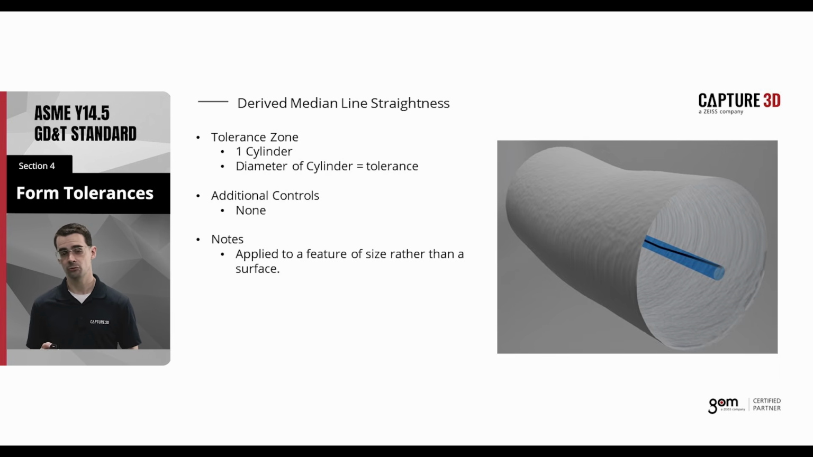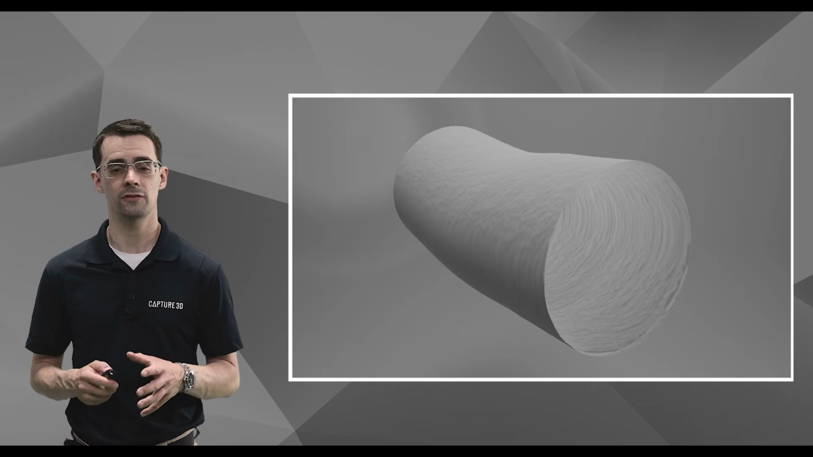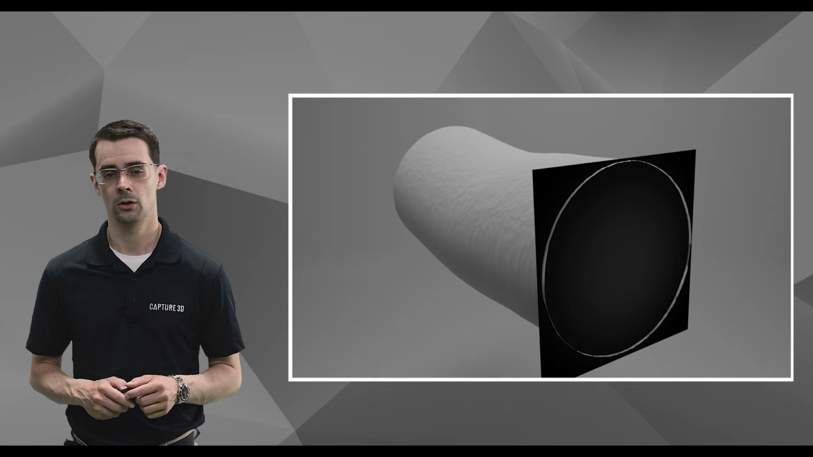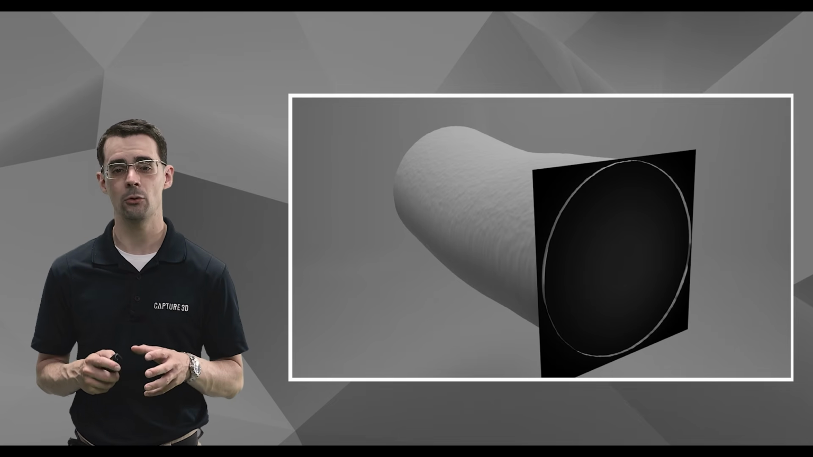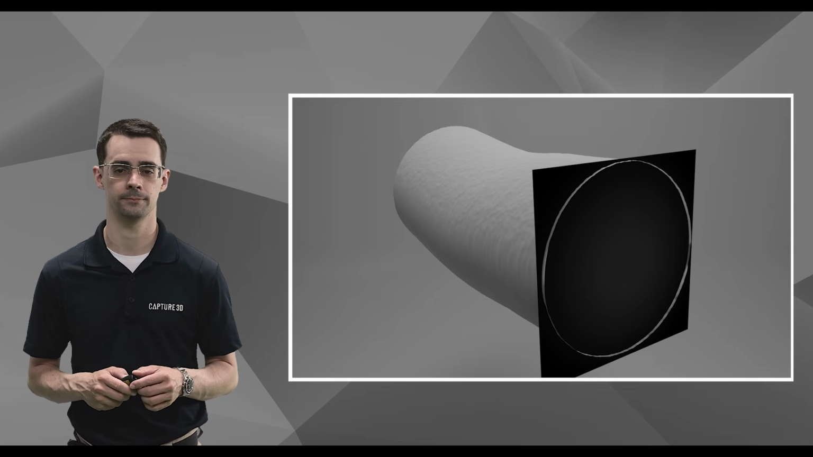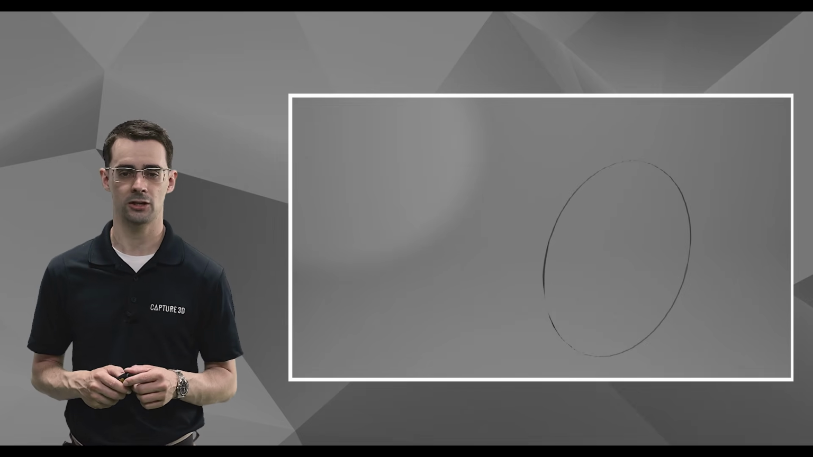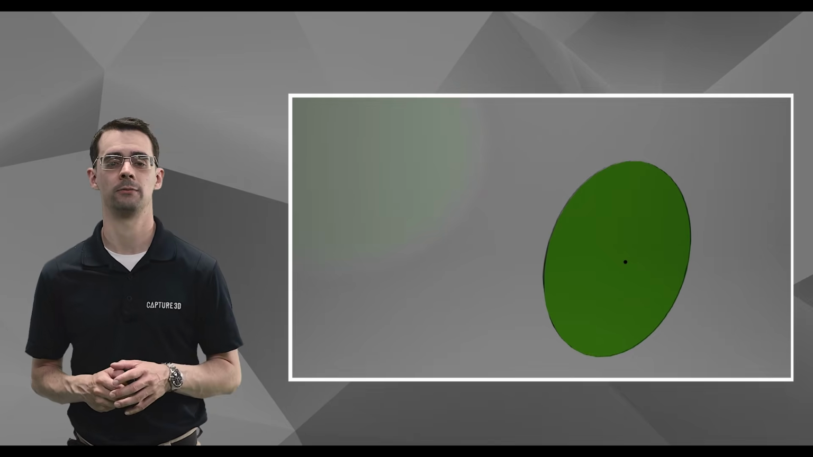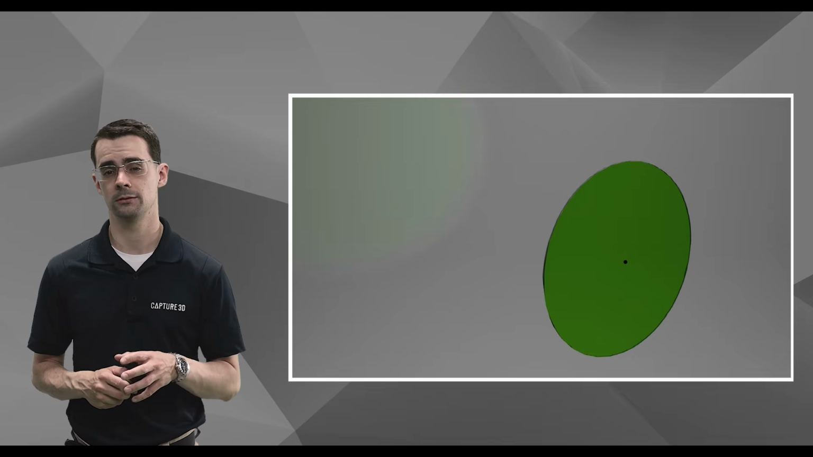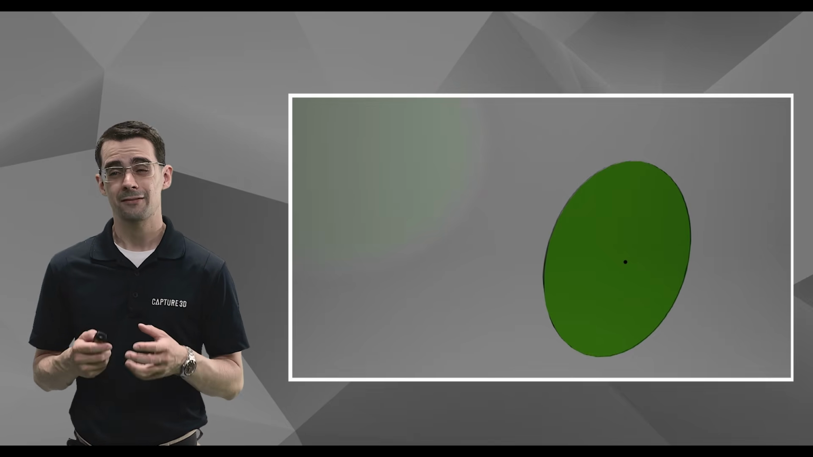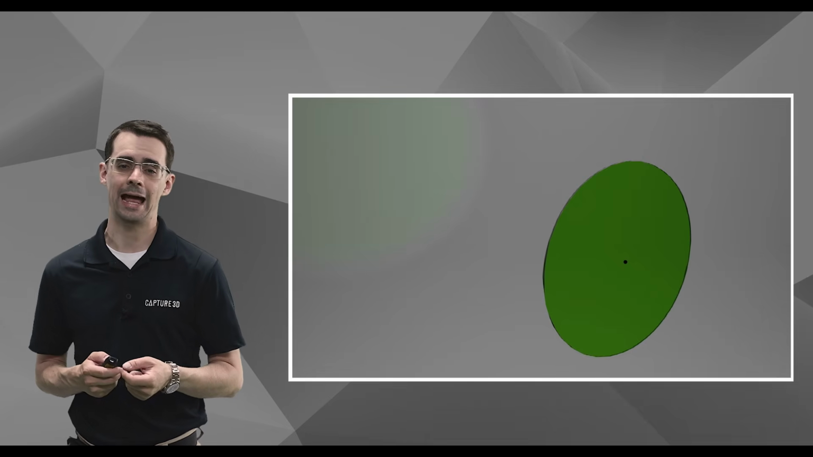The tolerance zone for this is a single cylinder in which the derived axis must lie. Let's look into how we calculate this axis. We start with the surface of our cylinder. We then cut a section out of this cylinder, seen here. That's the section right there. And we fit a circle to that section. That circle is shown in green here. We also keep track of the center point of that circle, shown in black.